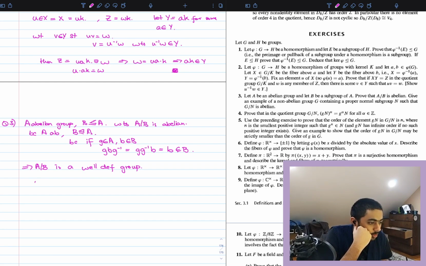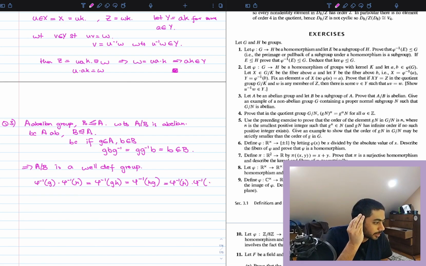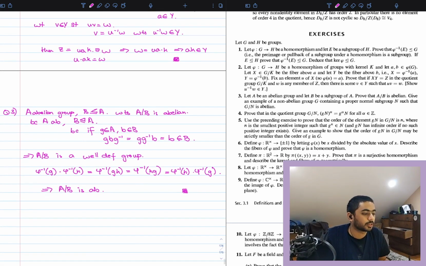So consider the inverse image of g and the inverse image of h. This is defined to be the inverse image of gh, but that turns out to be the same thing as the inverse image of hg because the group is abelian, so gh is the same thing as hg, which we can now break up once again as the inverse image of h times the inverse image of g. So look, these elements are the same, which means that A mod B is abelian. And we're done.